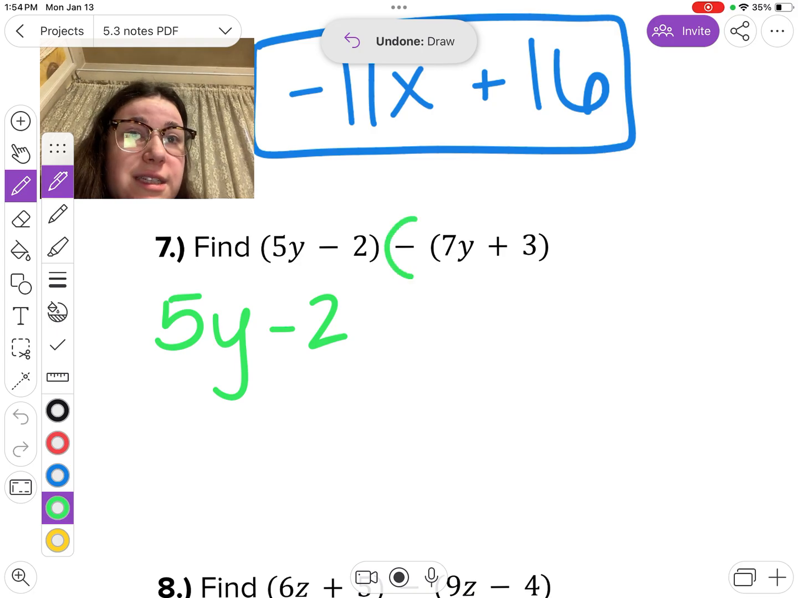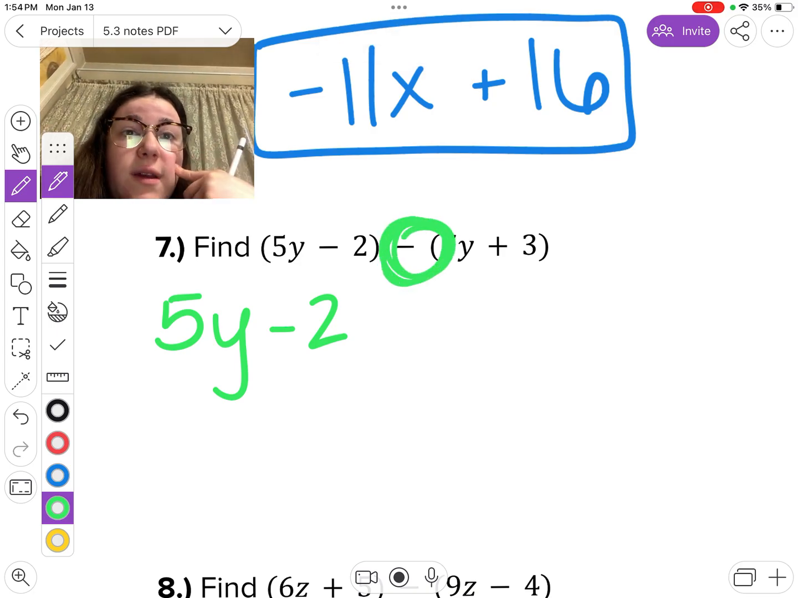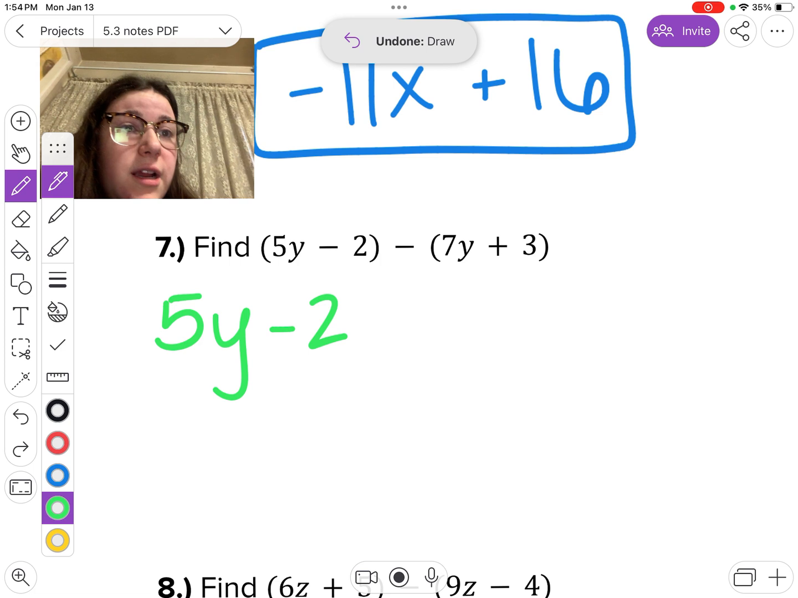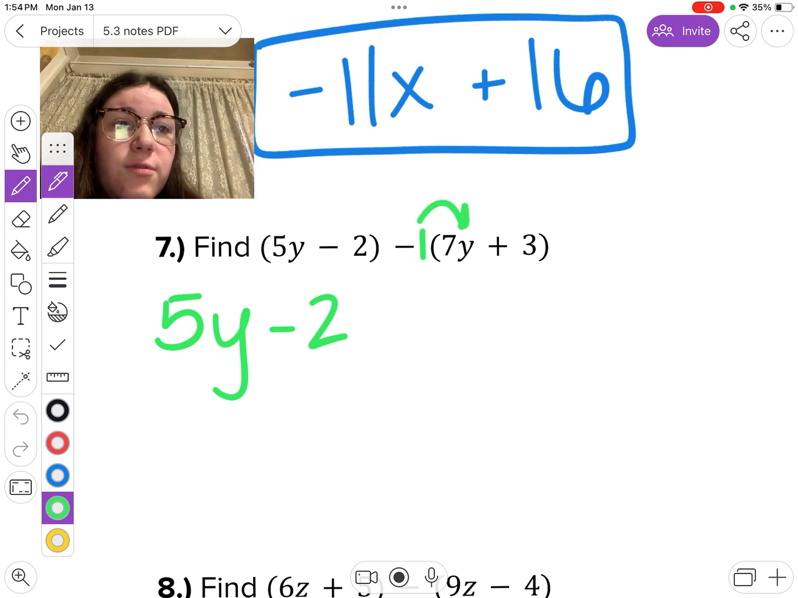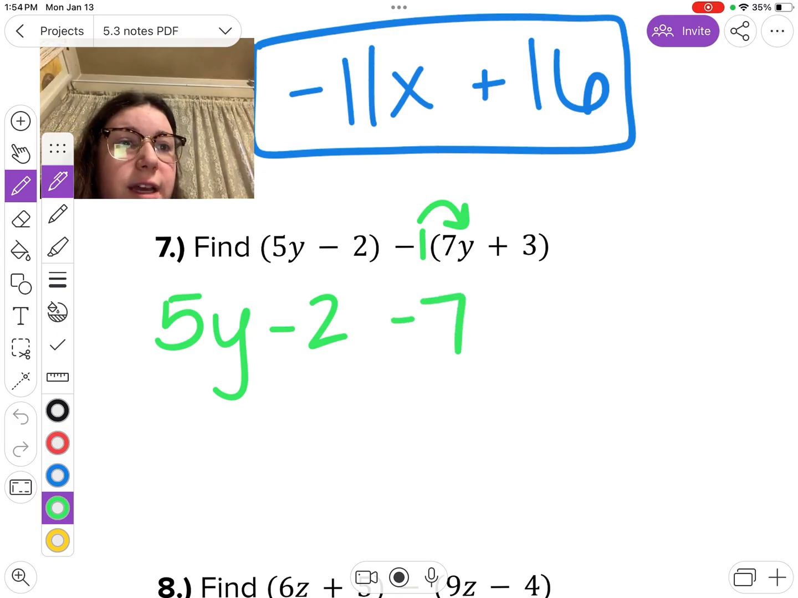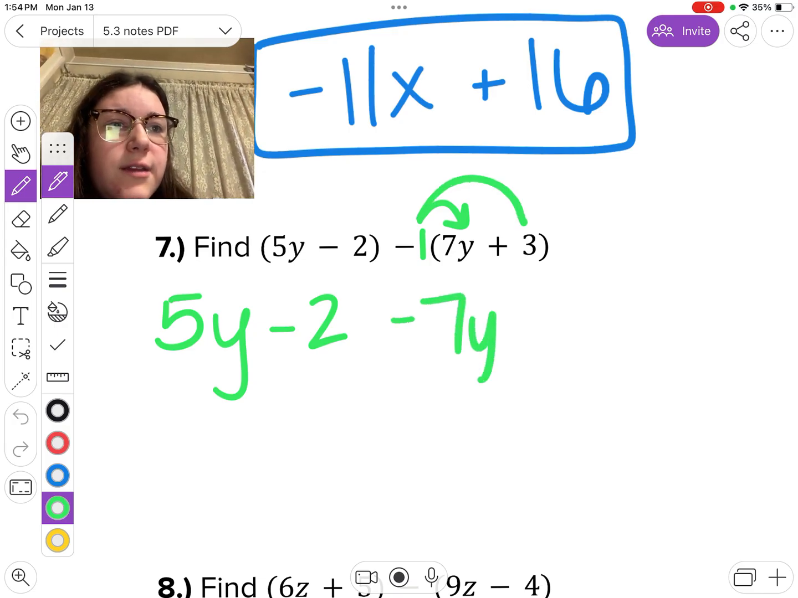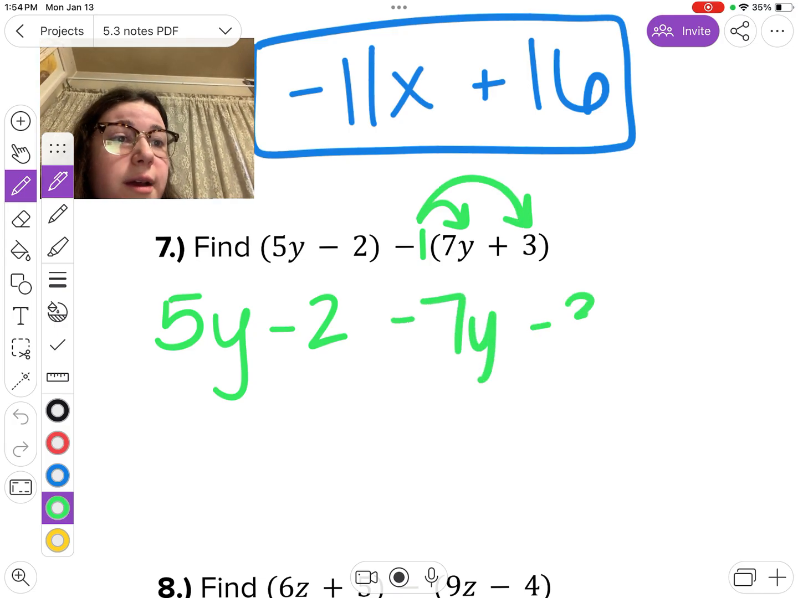But, ding, ding, ding, there's something here that we have to deal with. So what's invisible right there? There's that invisible 1 again. So now we have to distribute. Negative 1 times 7y becomes negative 7y. And negative 1 times 3 becomes minus 3.